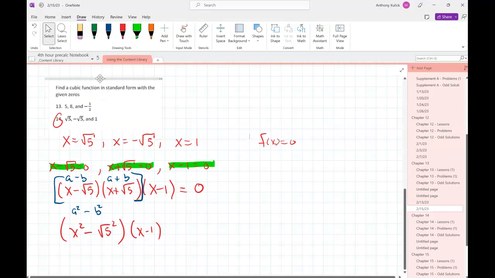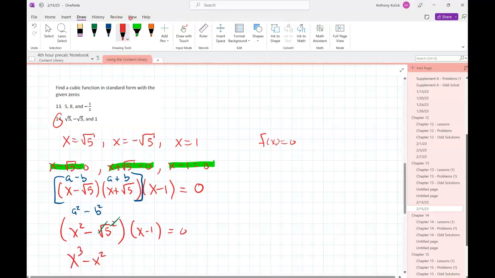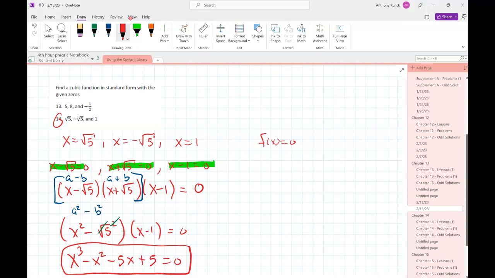And what's square root 5 squared? Just 5. Yep. So now I'm just going to keep on foiling. So I'm going to get x cubed minus x squared minus 5x plus 5 equals 0. And I am donezos. I guess it doesn't need to equal 0. That could just be f of x or whatever, but we got the polynomial out of it, right? That's the point.